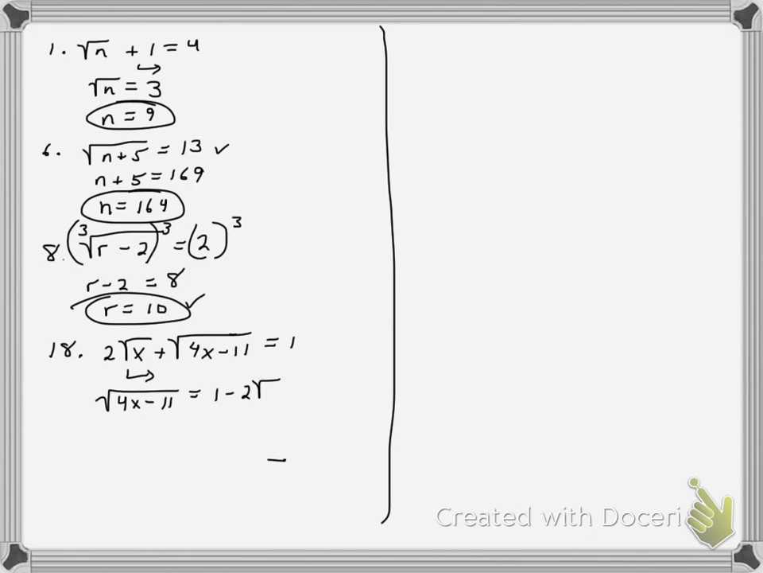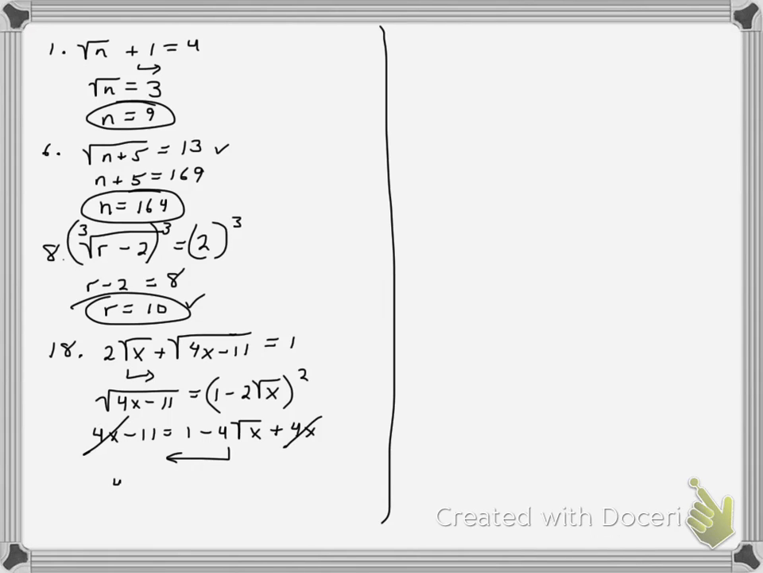1 minus 2 square root of x. Square both sides, we're going to get 4x minus 11 equals, this will be a binomial squared, 1 minus 4 square root of x plus 2 times 2 is 4 times x for my third term. I'm going to clean this up a little bit. And 4x on both sides is just going to cancel out like that.